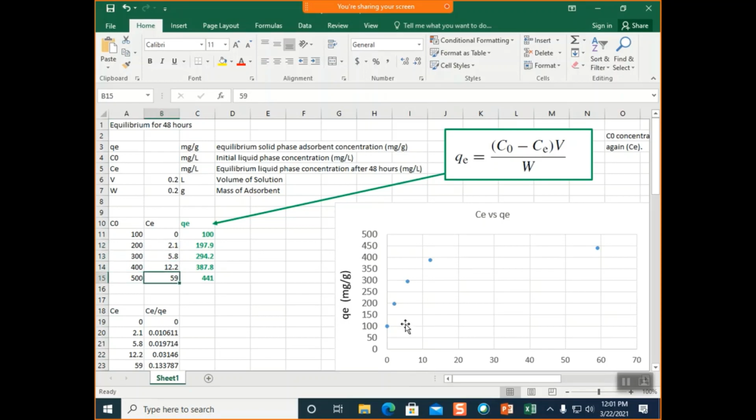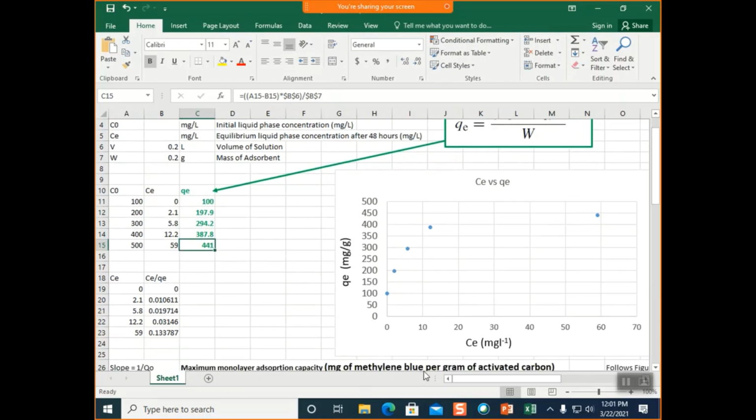So then you just take these numbers and plug them into this equation. All I'm doing for QE is saying C0 minus CE times the volume, then dividing that by the weight or the mass. All right, and then I get these numbers. So I do that all the way down. Does everybody see where the QE came from? Not too hard, right? Okay.